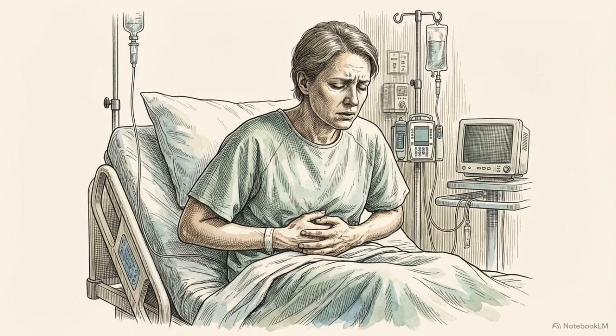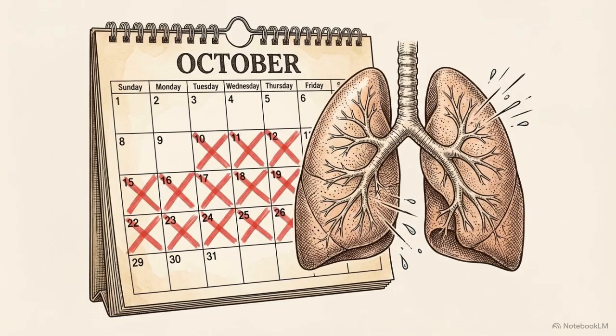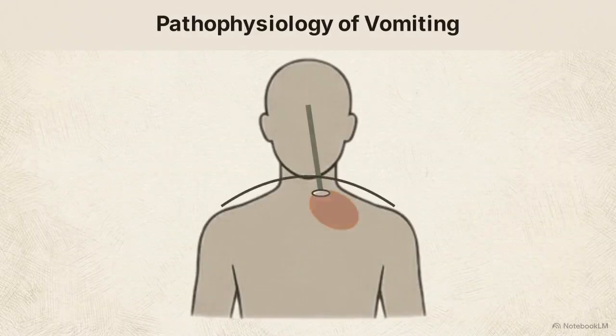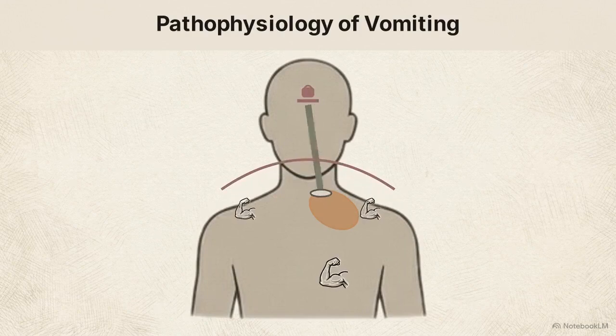Postoperative nausea and vomiting, or PONV, affects 30 to 40% of all patients undergoing general anesthesia, leading to delayed discharges, wound dehiscence, and aspiration pneumonia. Vomiting is a coordinated physical expulsion initiated by antiperistalsis in the upper GI tract, followed by glottis closure, and finalized by the forceful contraction of the diaphragm and abdominal wall muscles.